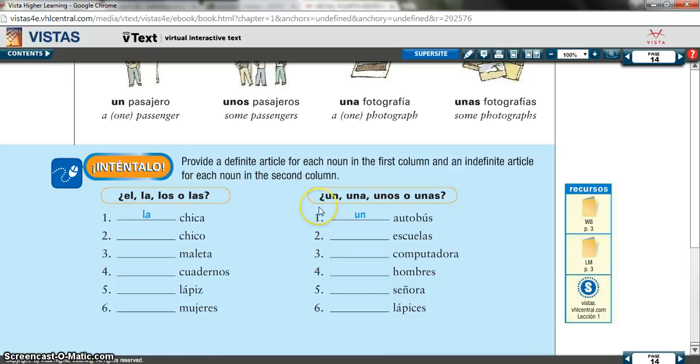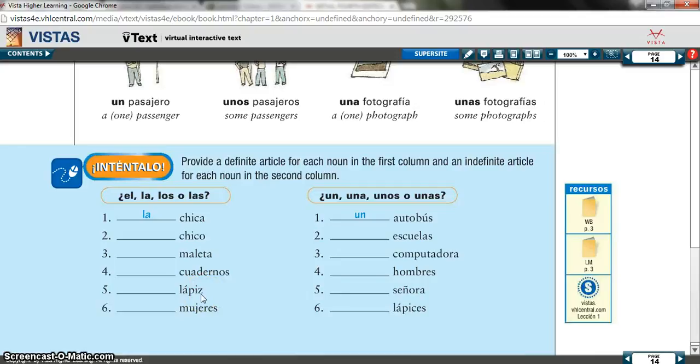So then, again, make sure you pay attention in the instructions to what it's wanting you to do. So it says provide a definite article for each noun in the first column and an indefinite article for each noun in the second. So we have la chica. Which of those 4 up there do we need right here? El chico. Here, okay, this is a feminine word. It's singular, so la maleta. Here, it's a masculine word. We're looking at the ending. It's a masculine word and it's plural, so los cuadernos.